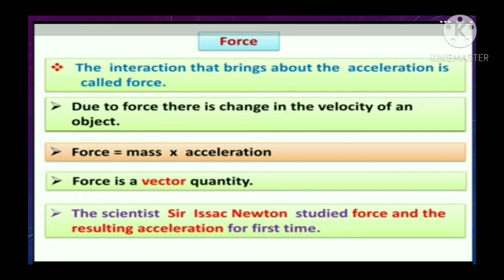The interaction that brings about the acceleration is called force. Due to force, there is a change in the velocity of an object. So, force formula: force is equal to mass into acceleration. Force is a vector quantity, means both magnitude and direction we will consider. The scientist Sir Isaac Newton studied force and the resulting acceleration for the first time.